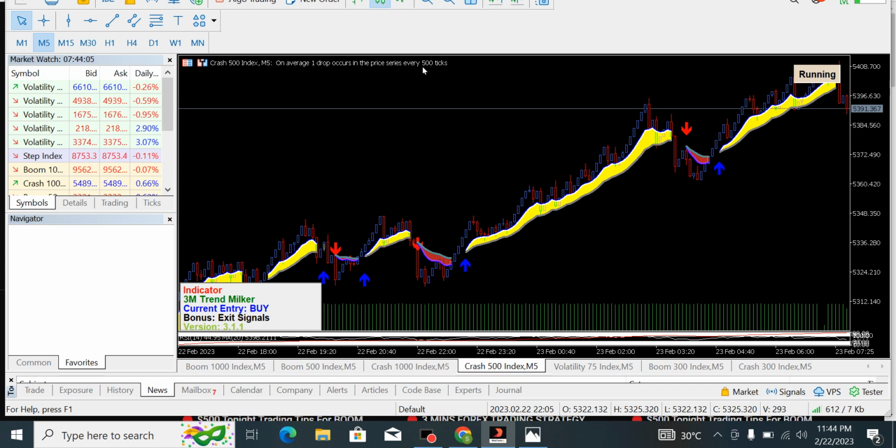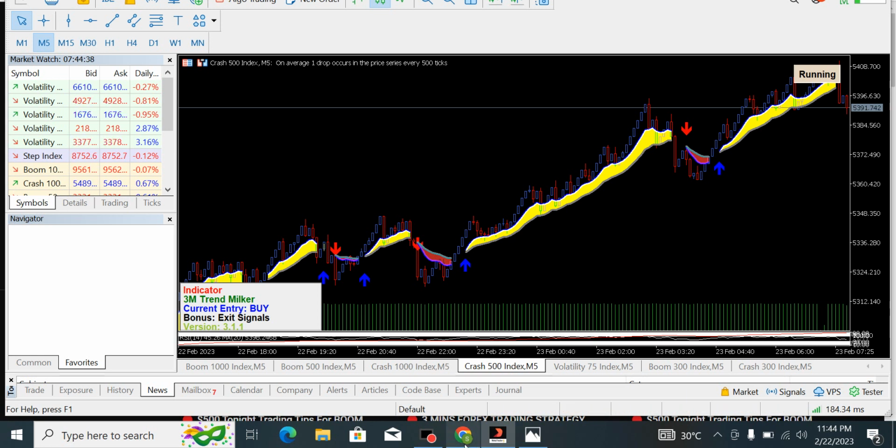Okay guys, so many questions have been popping up in my DM asking me how to generate signals on their own. Of course, I know most of these questions are coming from those that do not have the 3M trend milker indicator, but this is also an idea. I mean, it is also a way of understanding how to trade. This is a unique way to go about it, so I've decided to come up with something very simple which we all can learn from.